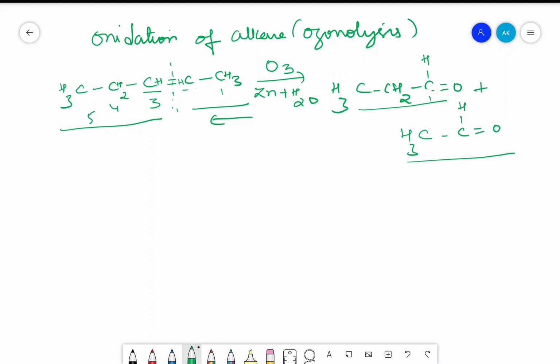This is 1, 2, 3, propanal. This is 1, 2. The common name is acetaldehyde. How many carbons are here? Sorry, ethanal. Two carbons.